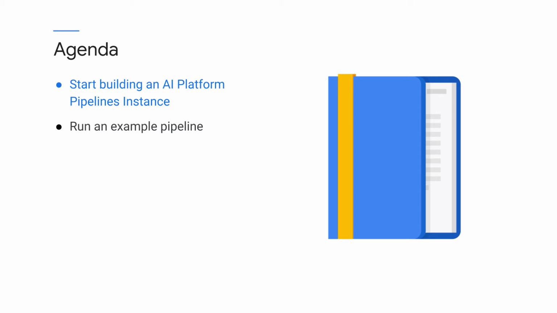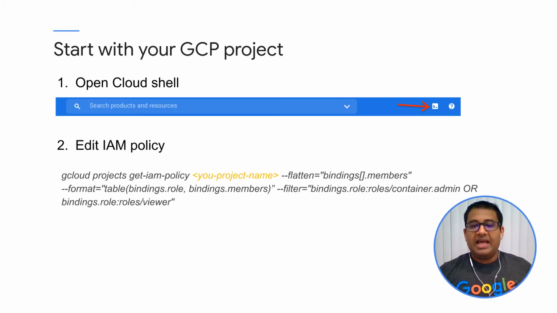In this lab, we will learn about starting to build an AI Platform Pipelines instance and then run an example pipeline on it. Let's start with opening your GCP project and opening your Cloud Shell.